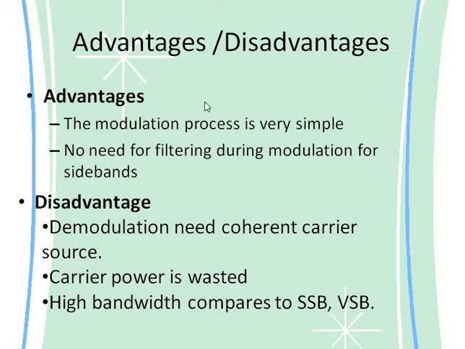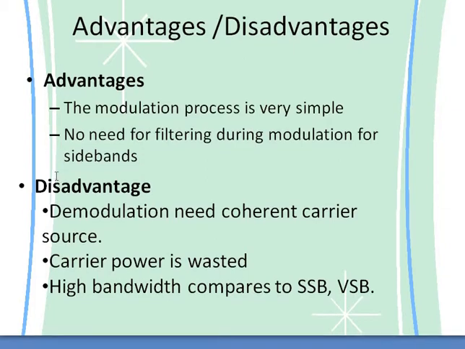and the advantage of the double sideband suppressed carrier is the modulation process is very simple. We need no filtering for the modulation of suppressed carrier. The main disadvantage of the double sideband suppressed carrier is that we don't have any carrier, so the carrier power is wasted, and because we have two message signals, the bandwidth is high as compared to the SSB and VSB.